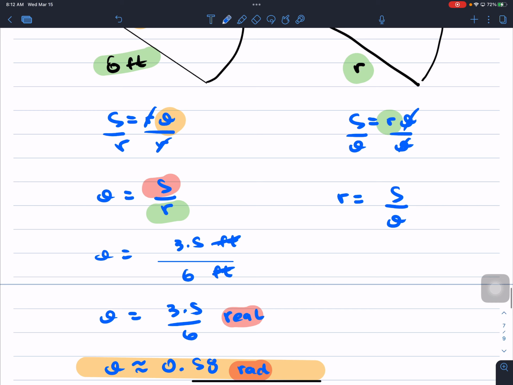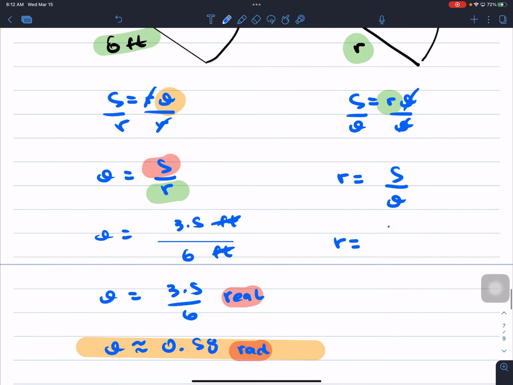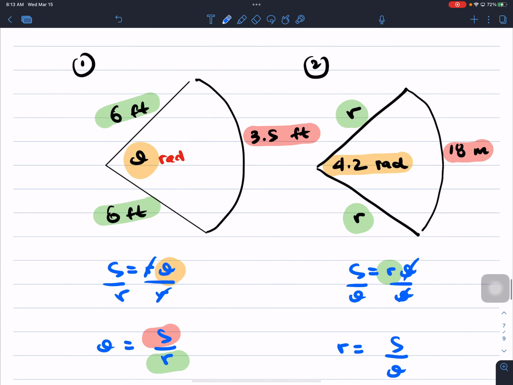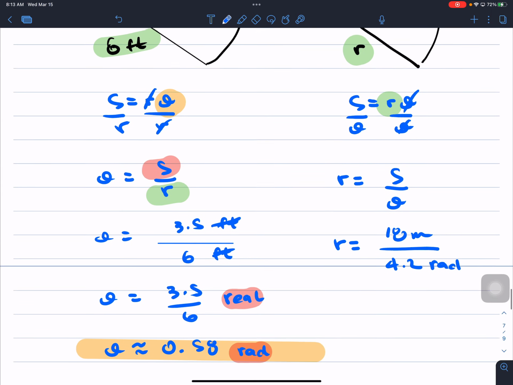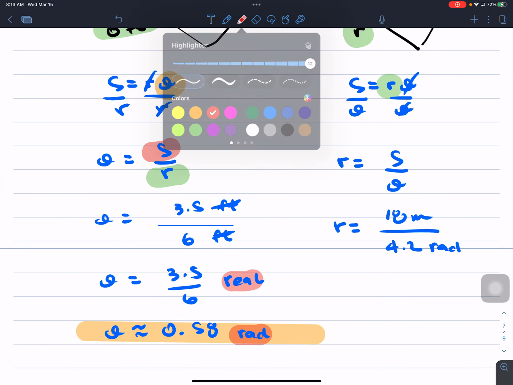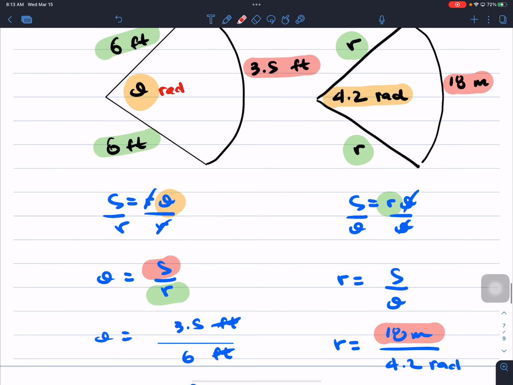So R is going to be... what's S? 18 meters over, what's the angle? 4.2 what? Radians. Is that true? So let's make sure we color coordinate this. Red. And what's this here? Orange.